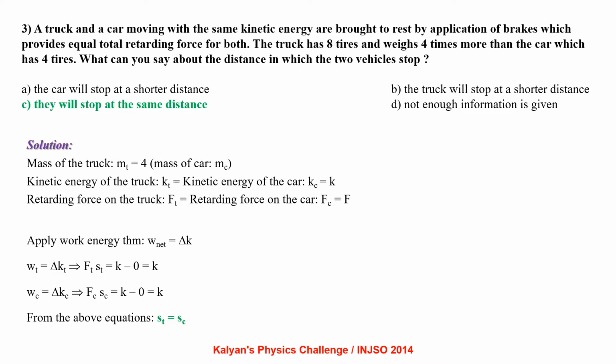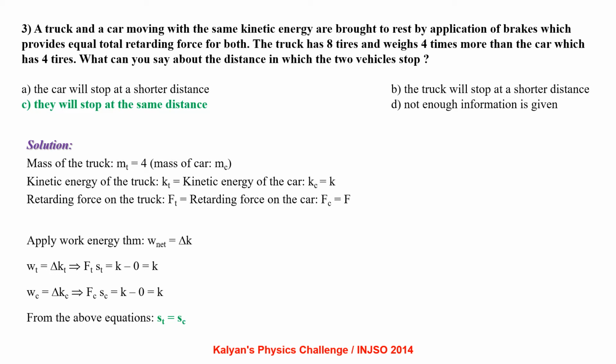A truck and a car moving with the same kinetic energy are brought to rest by application of brakes which provide equal total retarding force for both. The truck has 8 tires and weighs 4 times more than the car, which has 4 tires. What can you say about the distance in which the two vehicles will stop? Mass of the truck is 4 times mass of the car. Kinetic energy of the truck is equal to kinetic energy of the car. Retarding force on the truck is equal to retarding force on the car.